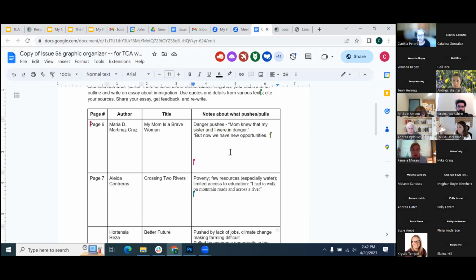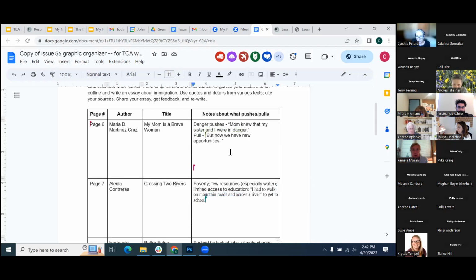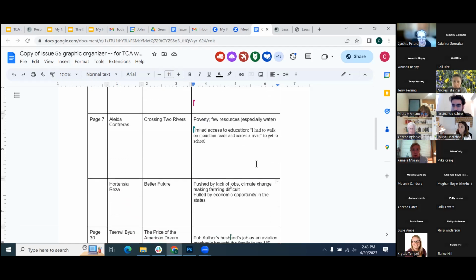Yeah, and again, that level of detail really helps you feel and see and experience what they're sharing. She doesn't just say, it was hard for me to get to school. She says, I had to walk on mountain roads and across a river. And she even explains, I think, how she had to take off her shoes and socks and get across the river and then get dressed again. Thank you all. This is really working out great. Whenever everybody's working on a Google Doc together, it can be a little messy, but I love what everyone's figuring out.